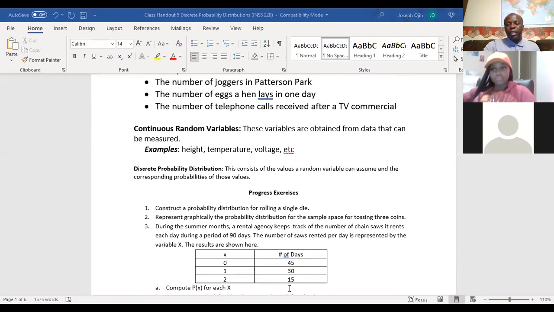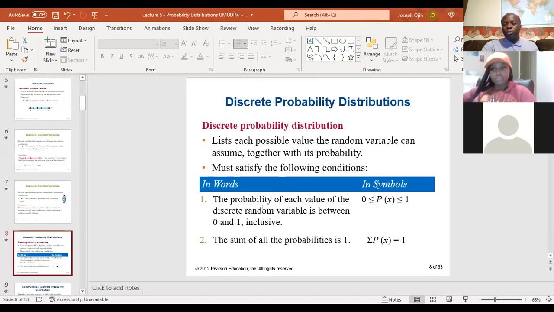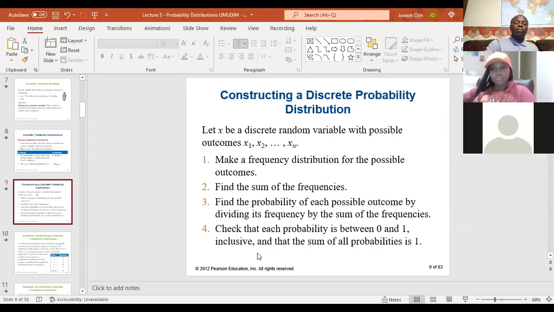There are 2 assumptions we make here, 2 qualities or features. The probability of each of the values of the variable is between 0 and 1. So it cannot be less than 0. That means they cannot be negative. They cannot be greater than 1, but it can be any number between 0 and 1. So you can have 0.52, 0.21, 0.05, but you cannot have 1 point something. See? Another one is that the sum of all the probabilities equals 1. So if you add all the probabilities of a discrete probability distribution, they'll give you 1.